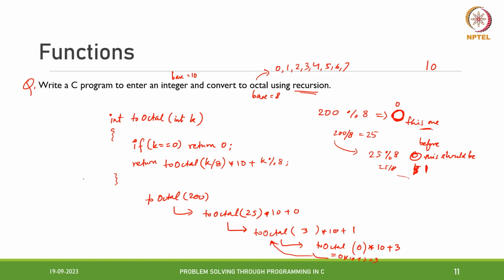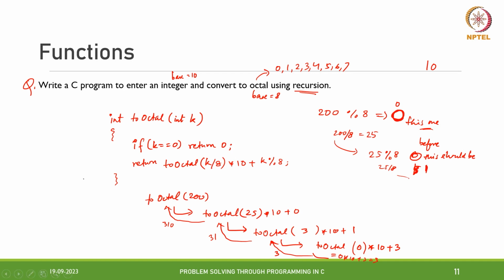Now 3 into 10, so this returns 3. So 3 into 10 plus 1, so that's 31, right? So this part will return 31 here. So 31 into 10, 310 plus 0, so 310. So this returns 310. So now 2 octal of 200 means 200 is 310.